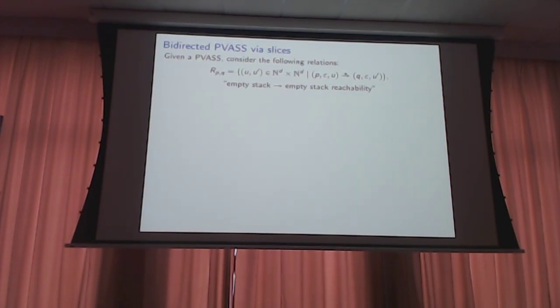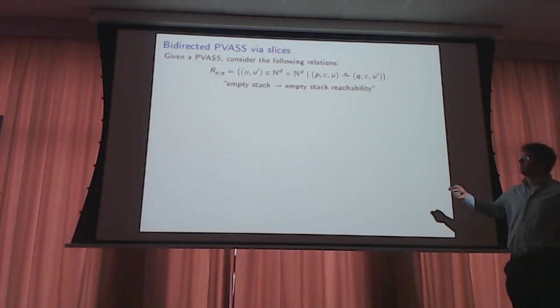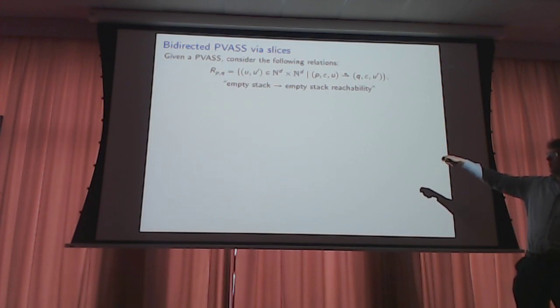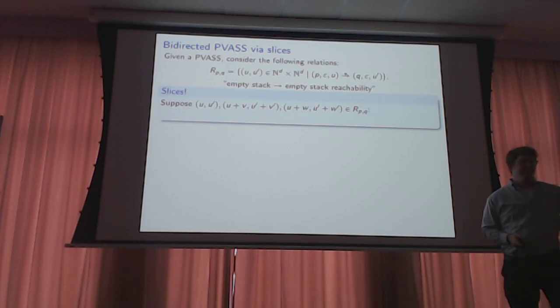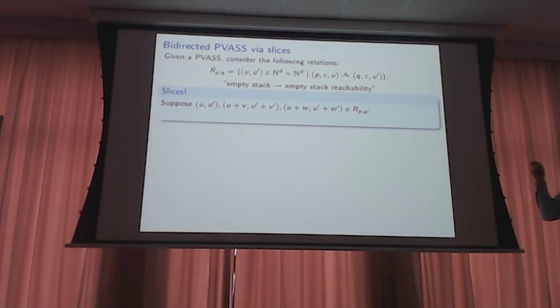So now, how do we use semilinearity of slices to show that reachability in bidirected pushdown systems is decidable? So first of all, we look at the empty stack to empty stack reachability relation. For any pair of states p and q, we look at all the pairs u and u prime so that from u you can get to u prime. And then it turns out that this is a slice. And that's very simple. Suppose you can get from u to u prime, from u plus v to u prime plus v prime, and the same with adding w and w prime. Then you just go back and forth.